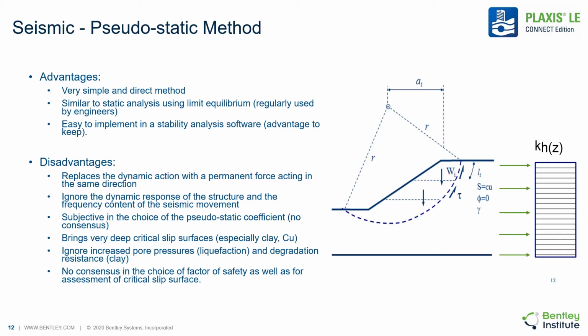Some of the disadvantages of the pseudo-static method are that it replaces a shaking motion with a single permanent force acting in one direction. It also ignores the dynamic response of any structure and the frequency content of the seismic movement. It's subjective to the choice of the pseudo-static coefficient, on which there are somewhat diverse opinions in the industry on how to apply it. It typically results in forcing the slip surface very deep, which may be a little bit unnatural in terms of where the actual slip surface is. And there's no consensus on what the final factor of safety should be by this method.